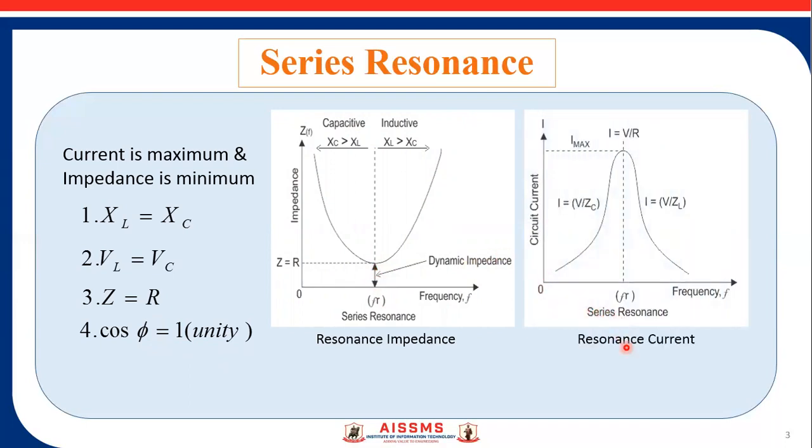And this is the graph of resonance current. FR is the resonance frequency. At this point, maximum current occurs because I is equal to V upon R. And for the other cases, I is equal to V divided by XC, and I is equal to V divided by XL.